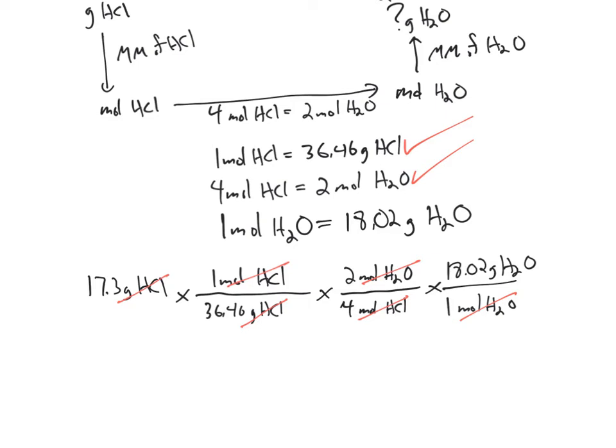So when I do out that math, 17.3 times 2 times 18.02 divided by 36.46 divided by 4, I get, to 3 significant figures, 4.27 grams of water.